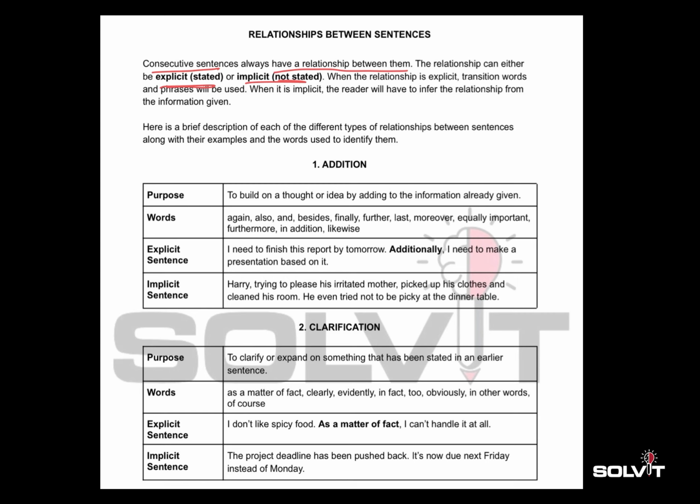When the relationship is explicit, transition words and phrases will be used. When it is implicit, the reader will have to infer the relationship from the information given. Now, what this means is that sometimes the relationship is explicit, which means it is stated, right? Not stated as in, it's not going to be stated that this is the relationship between these two sentences, but there are going to be some words or phrases used in the sentence that will help you easily figure out what kind of relationship there is between these two sentences.